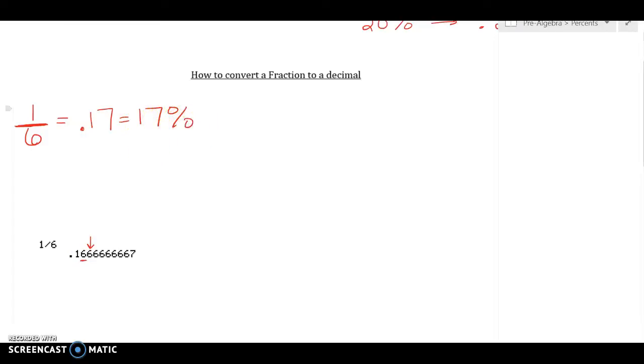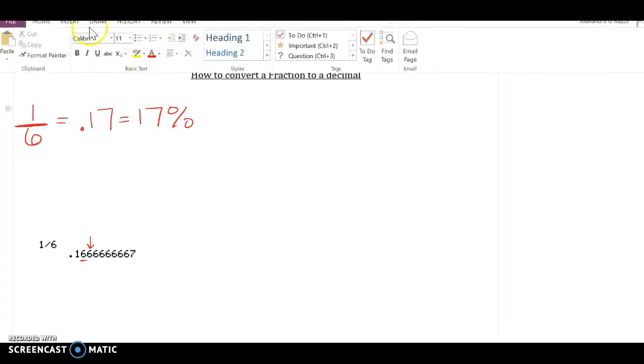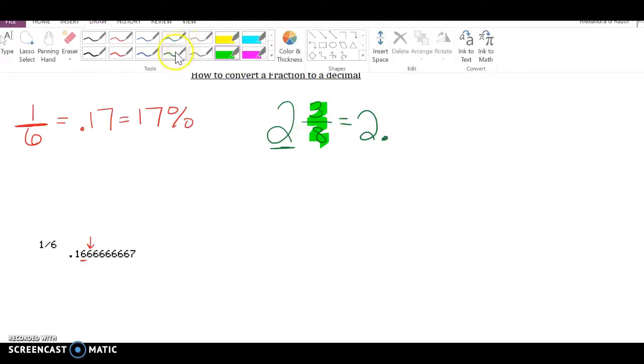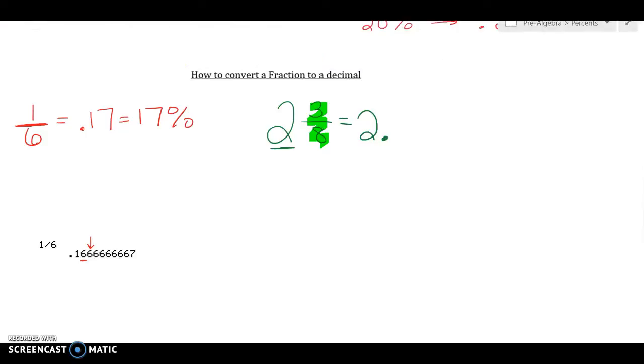All right, so let's look at another one. Let's get a different color. Let's look at 2 3/8. So what I do is I know that this big 2 is going to go in front of the decimal. So really, the only thing you have to focus on is this here. So I'm going to go ahead and plug that in the calculator by doing 3 divided by 8, and then we'll see what we get.